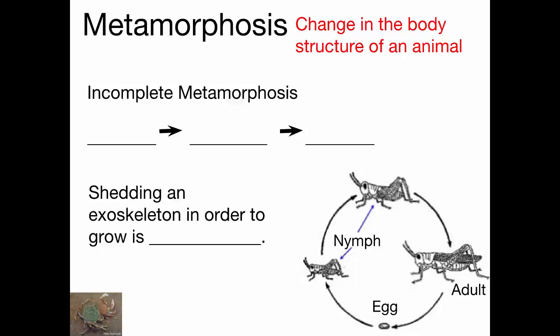This grasshopper is an example of incomplete metamorphosis. Starting at the egg, it hatches into a small grasshopper called a nymph. And then, to grow larger, to go to a larger nymph and eventually an adult, it has to break out of its exoskeleton. That process is called molting.